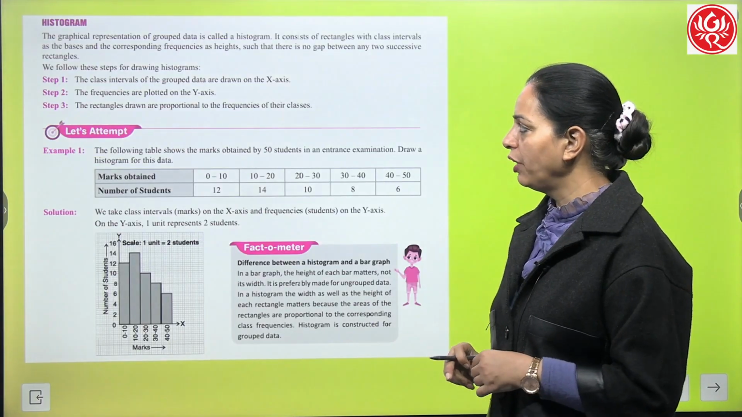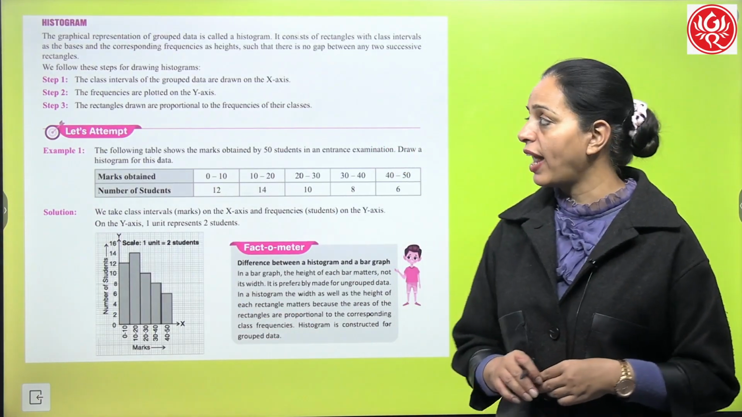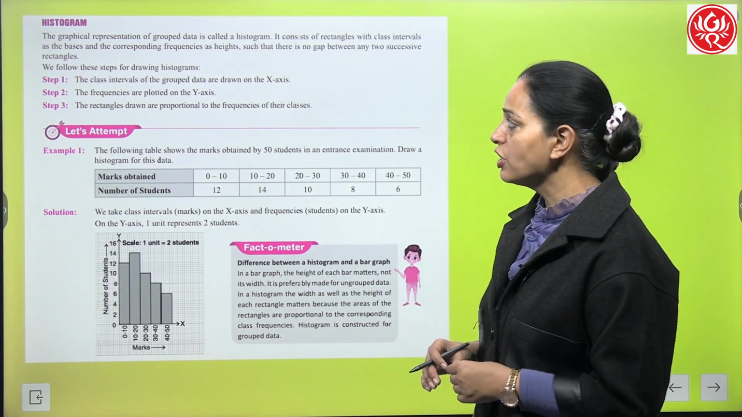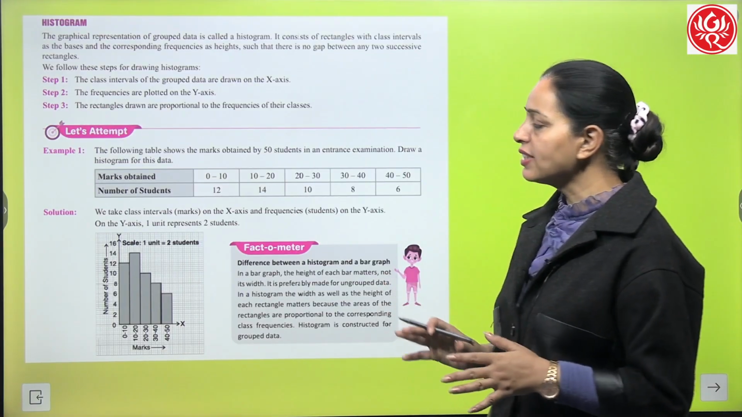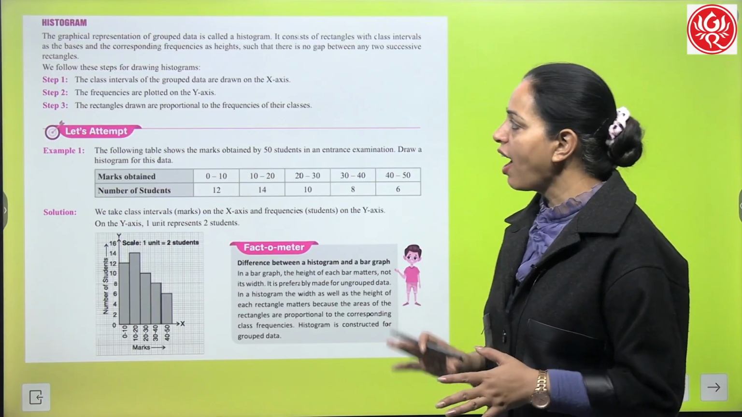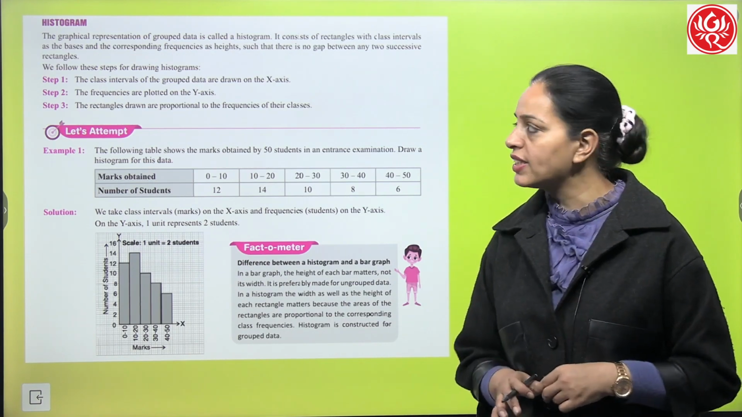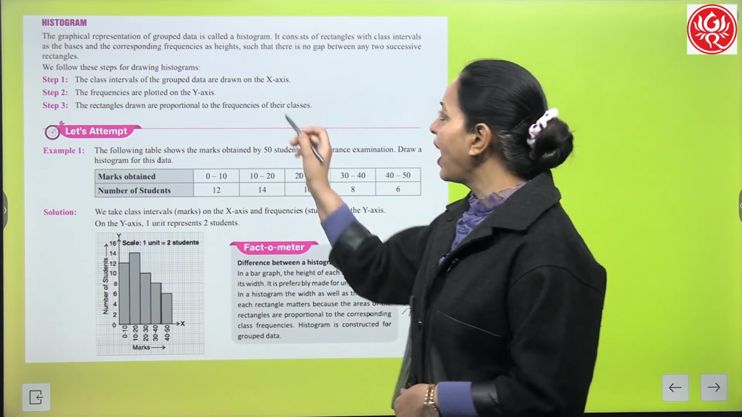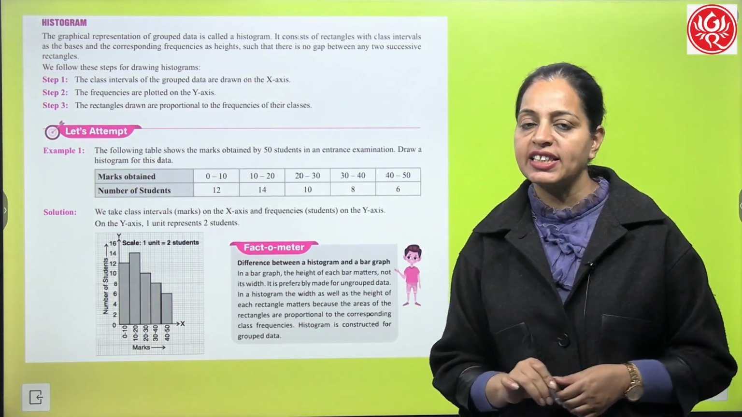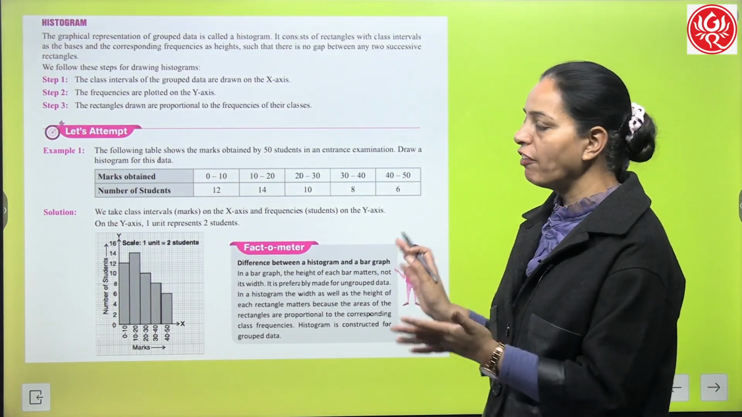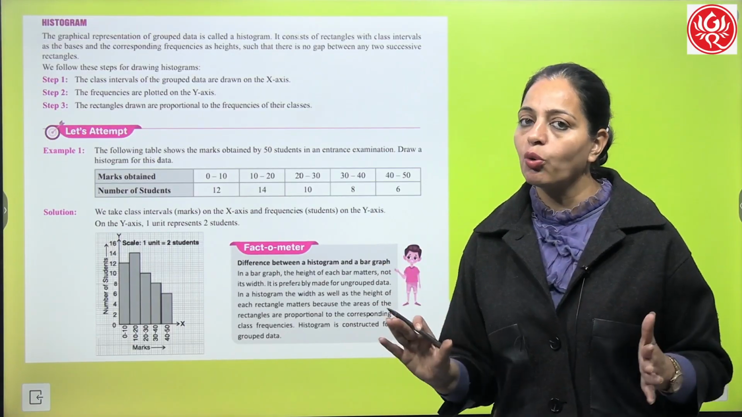Very easy, very interesting. Now the next topic we are talking about is histogram. The graphical representation of grouped data is called a histogram. It consists of rectangles with class intervals as the bases and the corresponding frequencies as heights, such that there is no gap between any two successive rectangles. Bar graph में हम gap लेते हैं, same gap, but histogram में there is no gap.